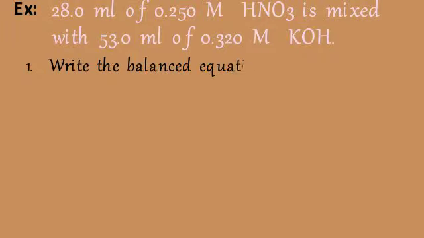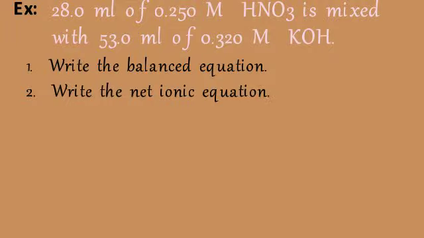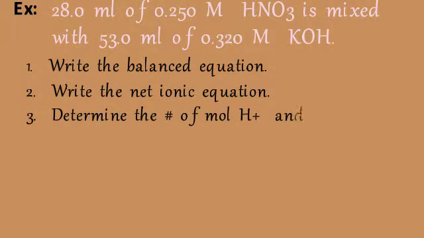Step 1 is always the balanced equation. That is always step 1. Step 2, write the net ionic equation, so you know what it is that we are looking at. This one's easy. You know it's neutralization. Step 3, I want you to determine the number of moles for each, the H plus and the OH negative.